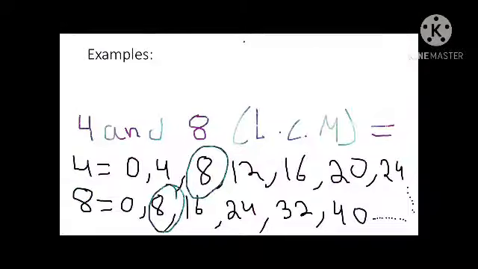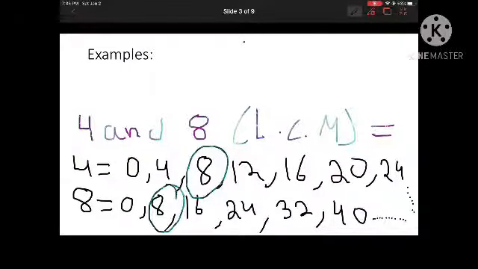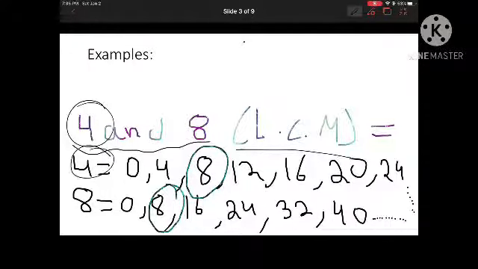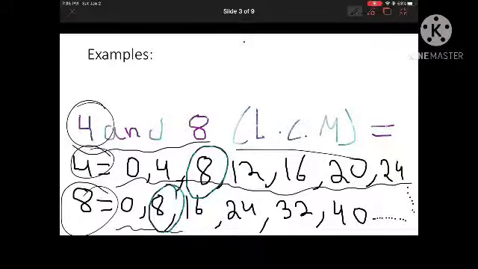Let's solve some examples. So, here it is. Let's solve the LCM of 4 and 8. Let's write the multiples of 4. Multiples of 4: 0, 4, 8, 12, 16, 20, and 24. Multiples of 8: 0, 8, 16, 24, 32, and 40.